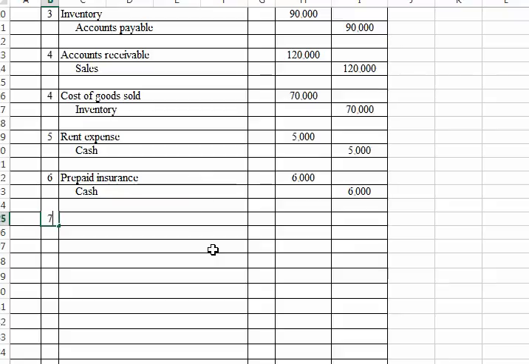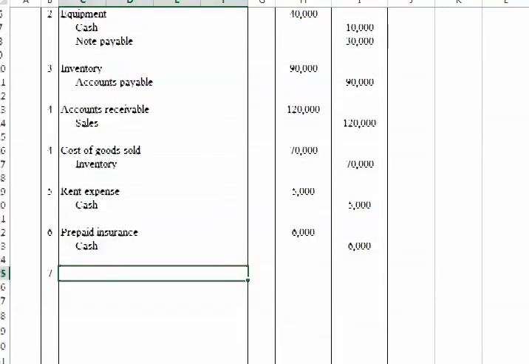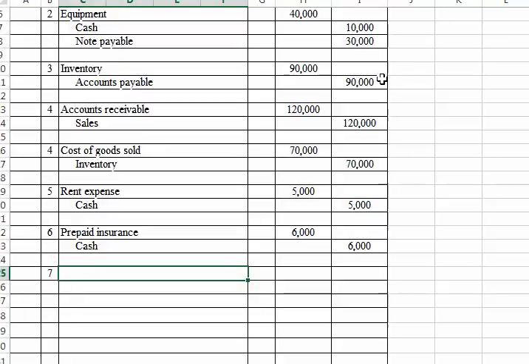Okay, on 7, paid $70,000 on account for the merchandise purchased. And number 3, so let's go look back at number 3. We purchased some inventory on account, $90,000. We're going to pay those creditors $70,000 of the $90,000 that we owe them. Okay, so if we pay creditors part of what we owe them on account, we now owe less on account. So accounts payable is a liability that decreased by $70,000.